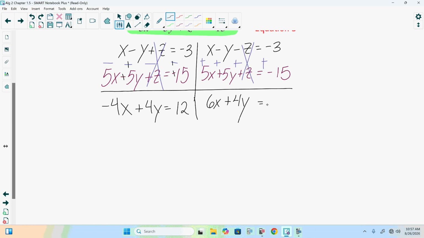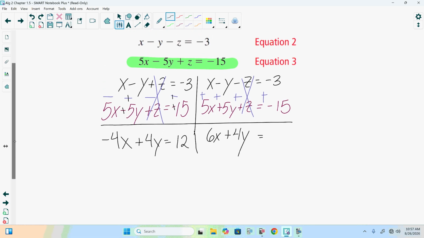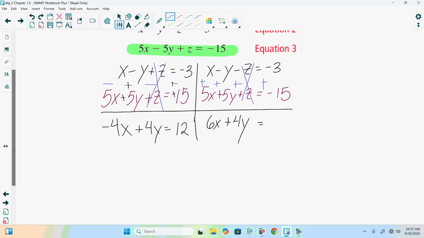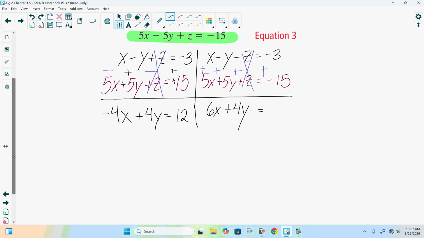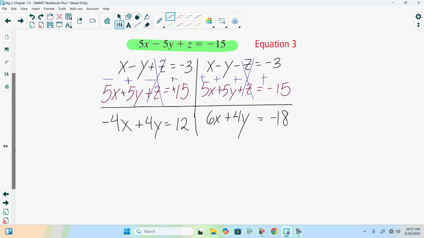Negative 3 plus negative 15. Yep. Is negative 18. There's a mistake there. I know something was off. What's up? What's wrong?